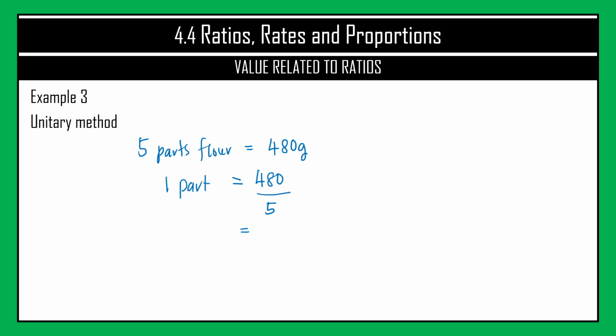Now if your answer is 96 gram, very good, you're already halfway through. Now the question asks for the weight of the water. I know that the water consists of 3 parts. So it will be 96 gram multiplied by 3. So 96 multiplied by 3, you should get 288 gram. Alright, so this is how you use the unitary method.